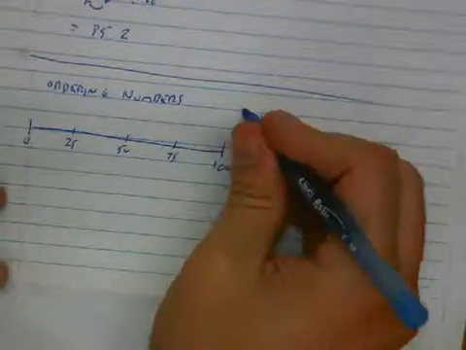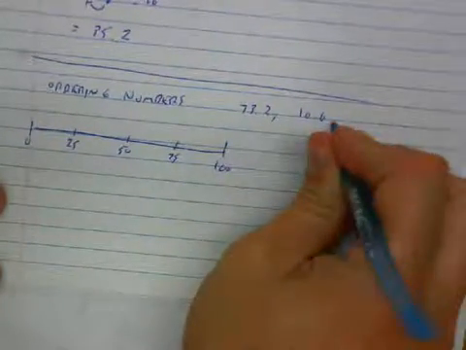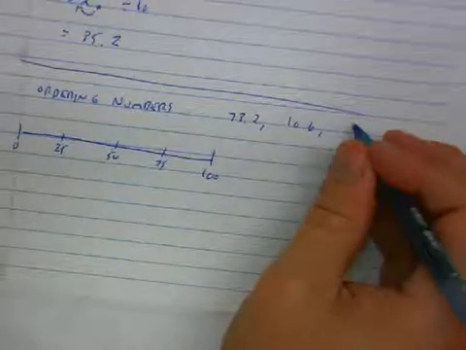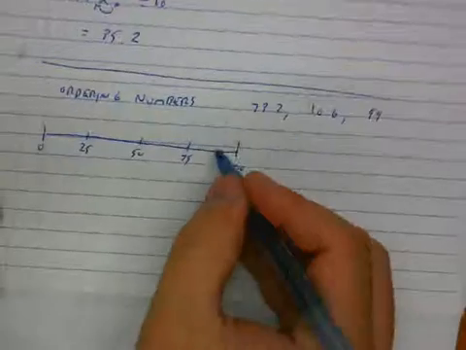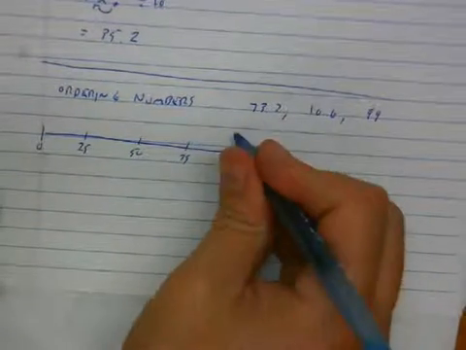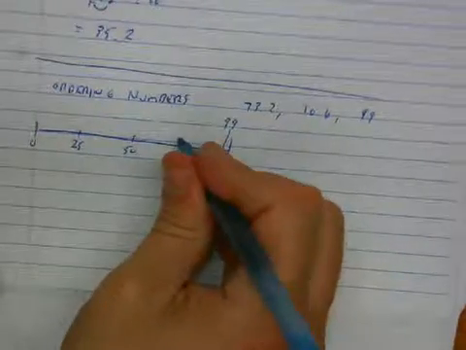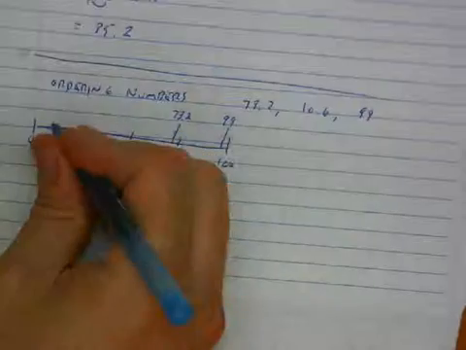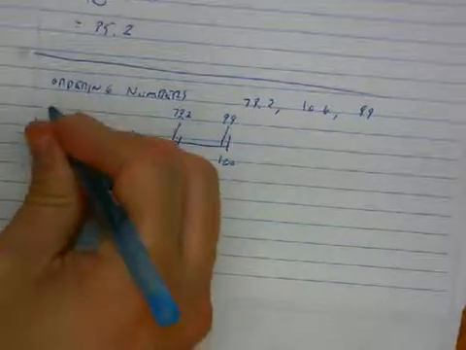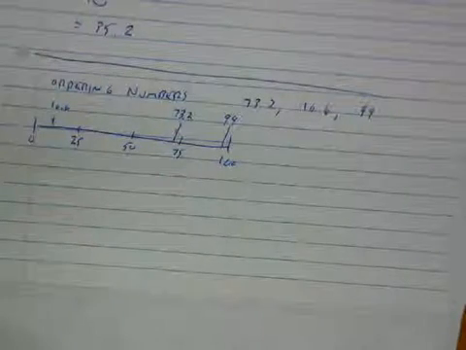So if I had 73.2, and 10.6, and 99, I can plot these numbers more easily because I have a reference point. I know that 99 is near 100. I know that 73.2 is near 75. And I know that 10.6 is between 0 and 25. So, if you're good with those points, then for the quiz tomorrow, things should be pretty good.